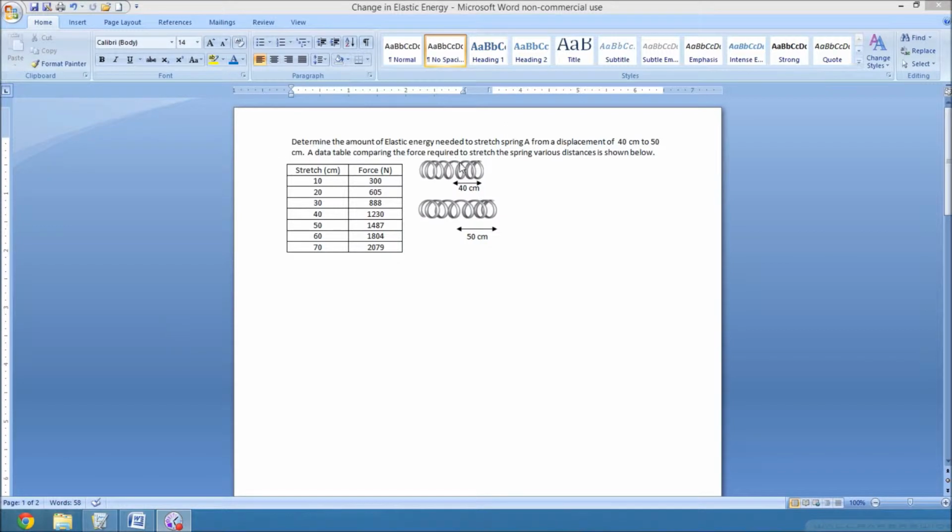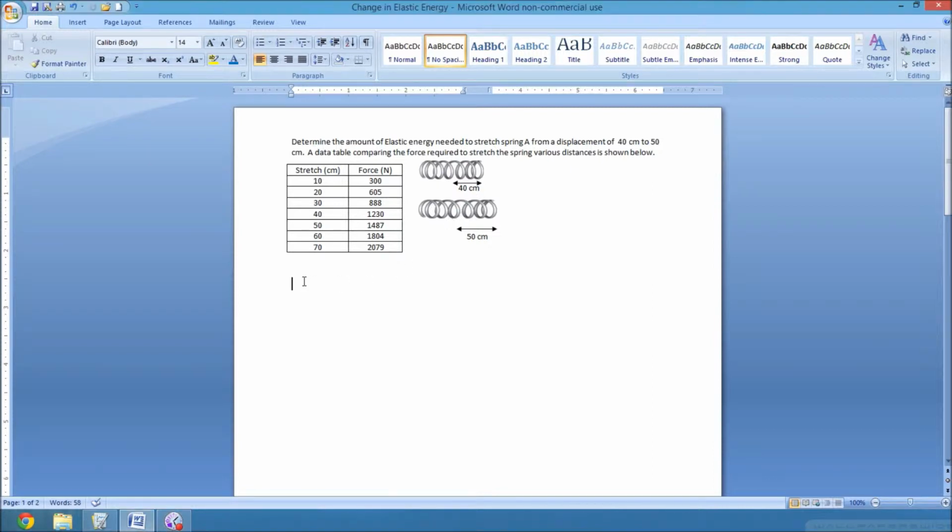Here we have a spring that is displaced 40 centimeters, and we have that same spring displaced 10 more centimeters, and we're going to find out how much elastic energy was required to stretch the spring that additional 10 centimeters. So we're going to start with our elastic energy formula. Elastic energy is equal to 1/2 kx squared.